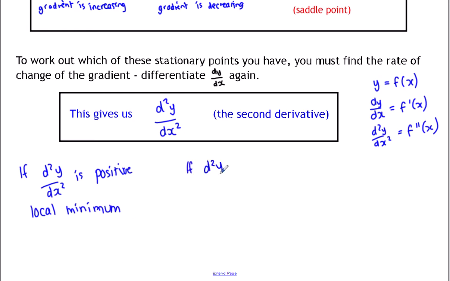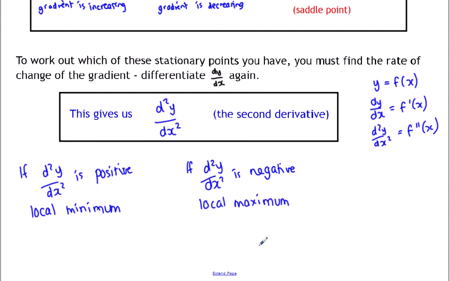If d squared y by dx squared is negative, and what I mean is you'll be subbing in values of x into this d squared y by dx squared, if that comes out negative, what you've found is a local maximum. So it's opposite to maybe what common sense would tell you.